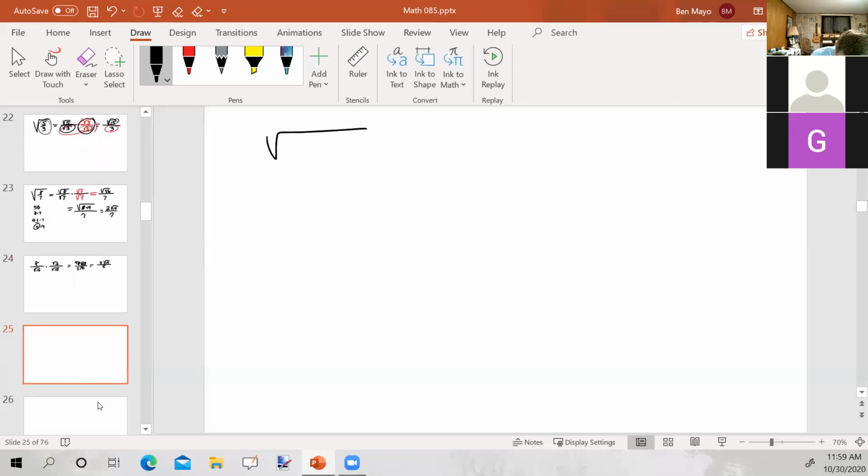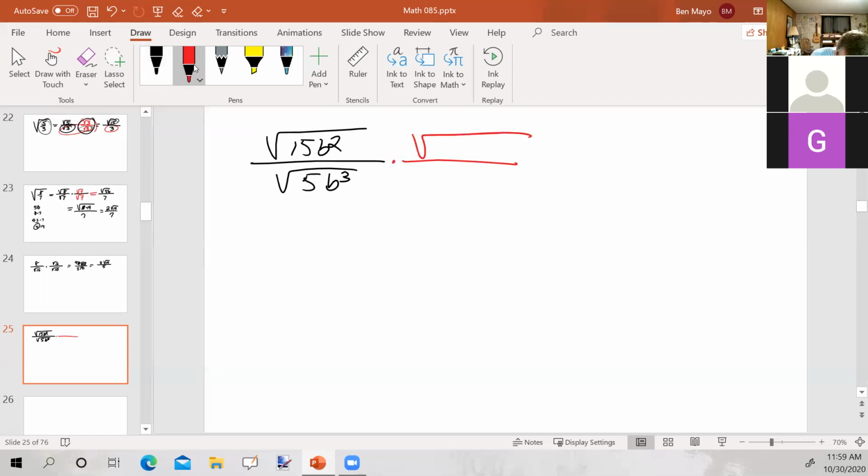We've got the square root of 15b squared over the square root of 5b cubed. Now, what I want to look at is several different ways of dealing with this problem, and then you choose the one you prefer. In the end, we need the denominator to be rationalized and the whole fraction to be simplified as much as possible. So one way of doing this, I could multiply the numerator and the denominator by the square root of 5b cubed.